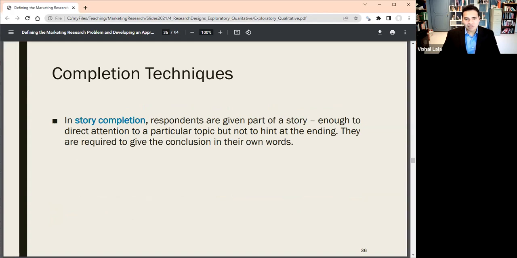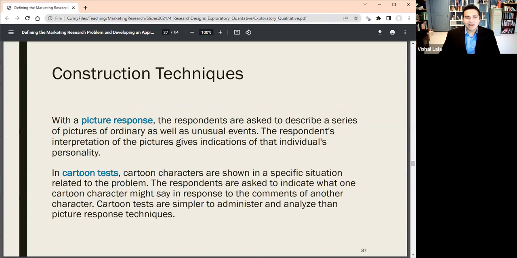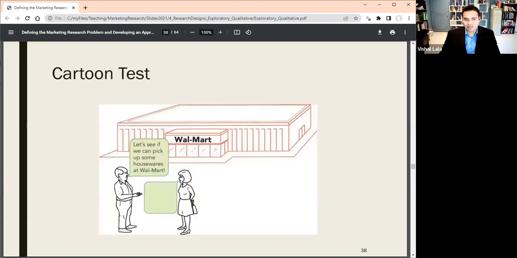Story completion is very similar, except it's not just a sentence, but an entire story. And then you've got other examples of the same thing, like a picture response or a cartoon test, where somebody is asked to complete a word bubble. Or a speech bubble, not a word bubble.